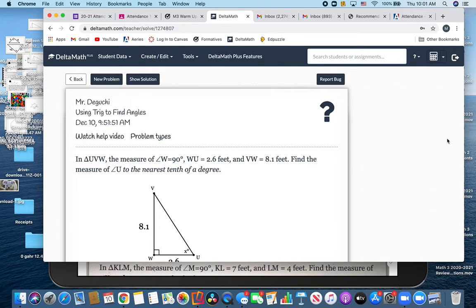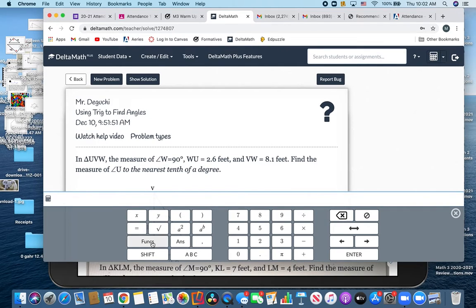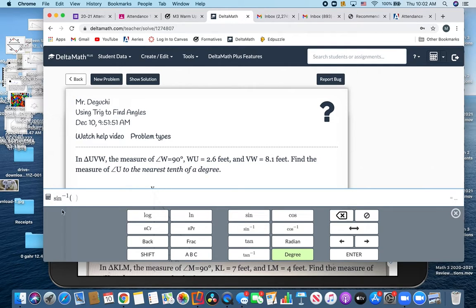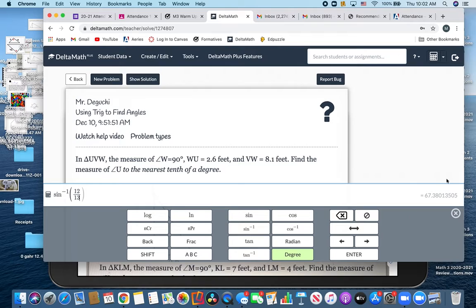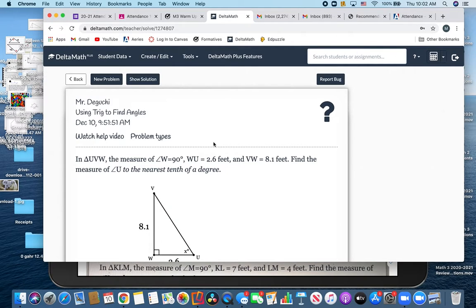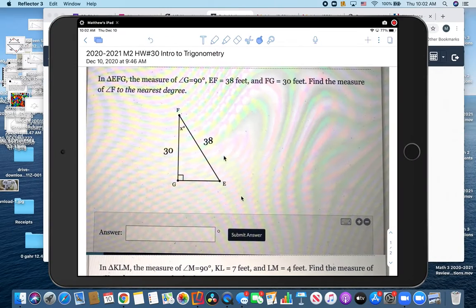First things first, when you see your problem on Delta Math, you click this calculator and then hit this word, which is short for functions, and this is where you can find your sine inverse, cosine inverse, and tan inverse. That's where you're going to input your numbers if need be, and then your answer will pop up here. So again, that is how you find your sine inverse, cosine inverse, and tan inverse. All right, so let us begin.